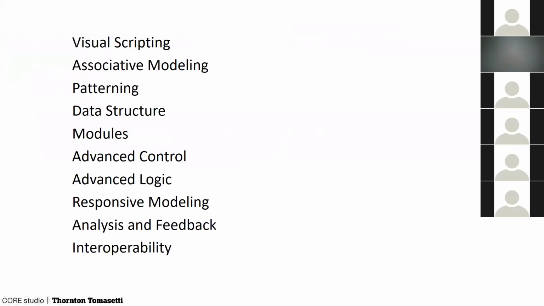And here's generally the concepts we want to look over. We want to look over visual scripting, and these terms don't mean much right now. Visual scripting, associative modeling, patterning, data structure, modules, and advanced control, and other things, responsive modeling, analysis, feedback, interoperability. We'll touch on all these things. One main point is we got 2 hours, is that right?